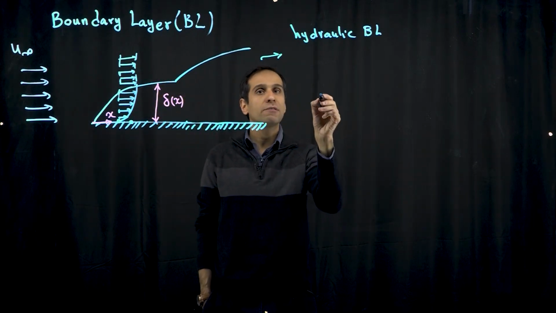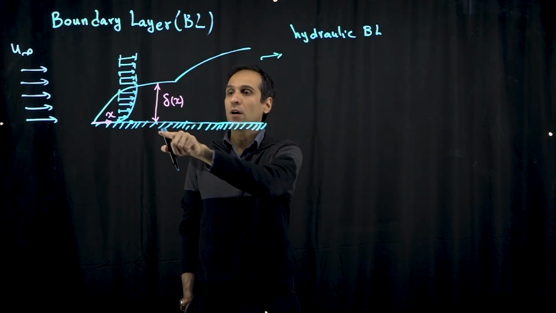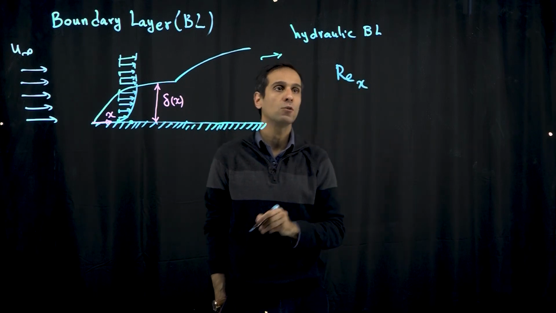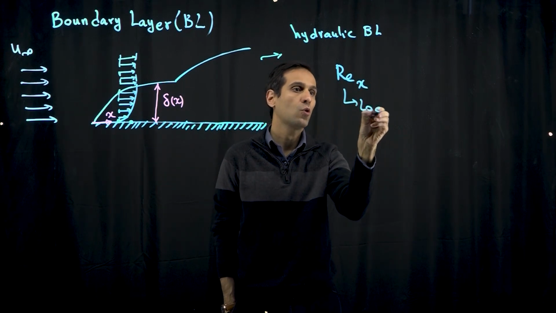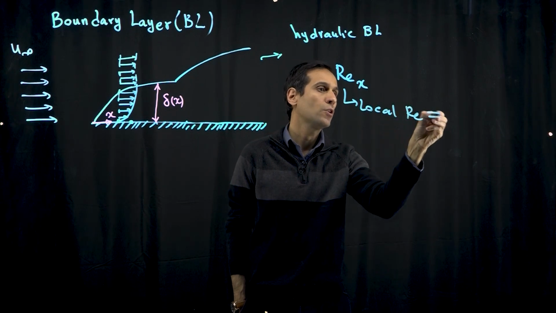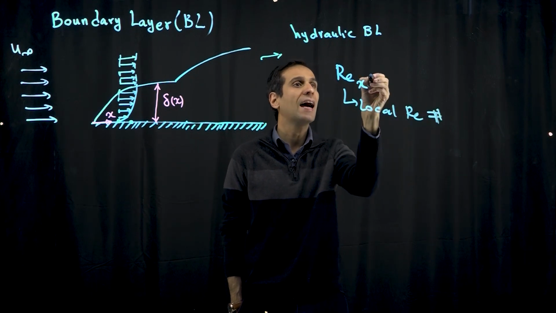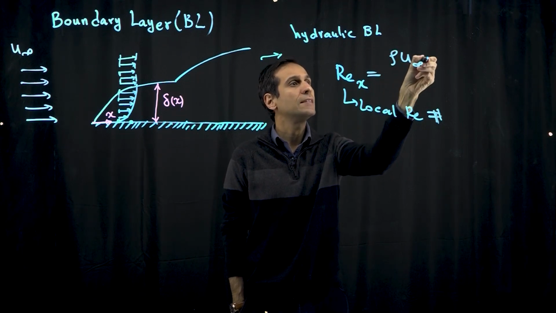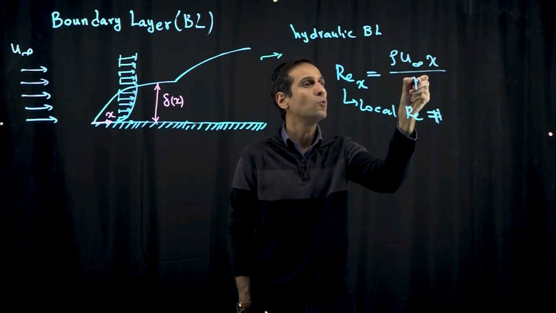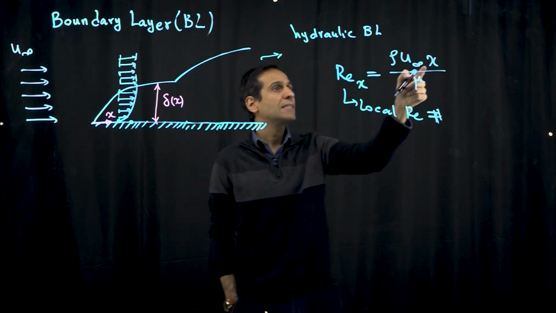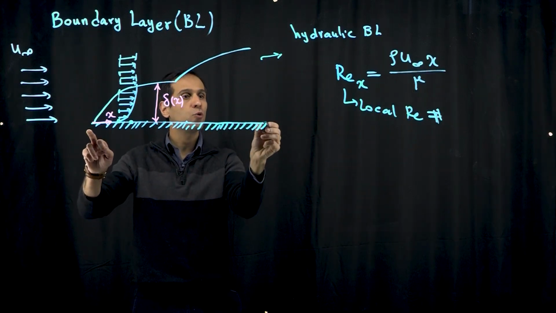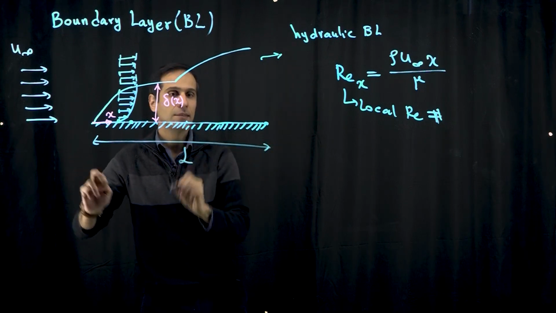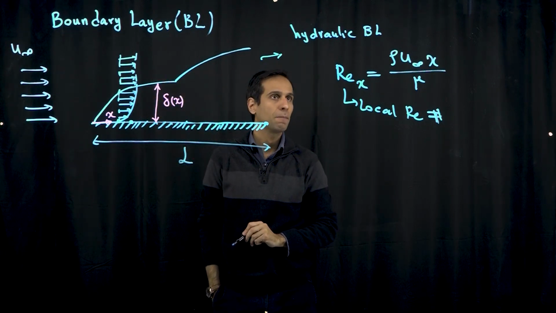Therefore, it's good to define Reynolds number based on the local value. Reynolds x, the local Reynolds number, is defined as rho u infinity x over mu. x can vary from 0 to L. L is the length of the flat plate.